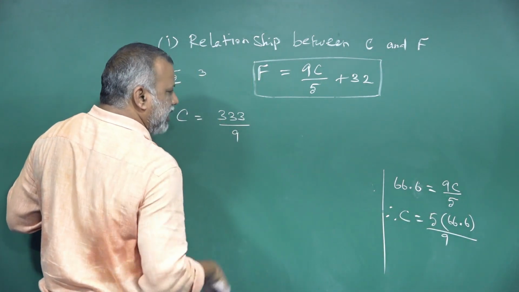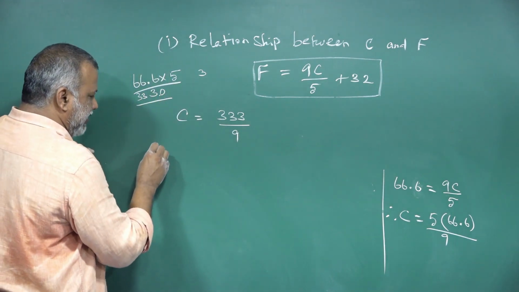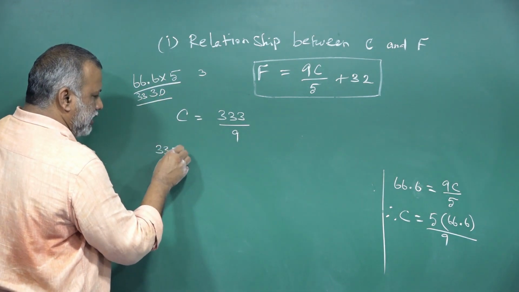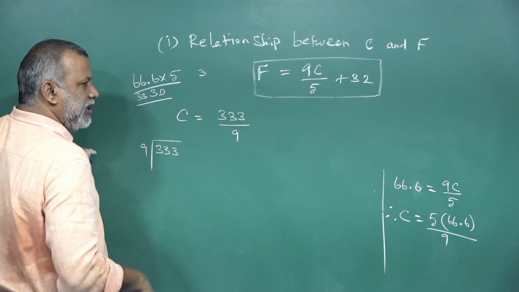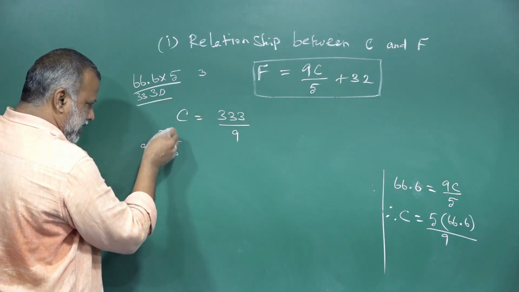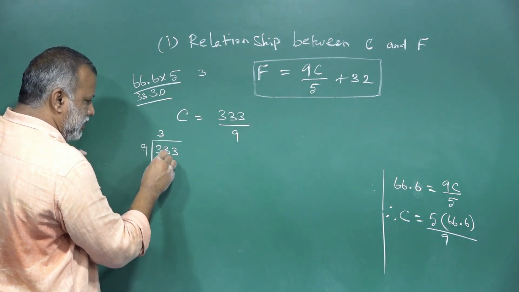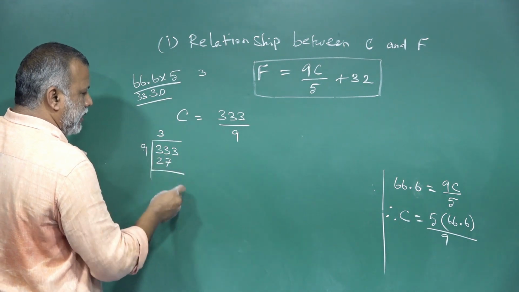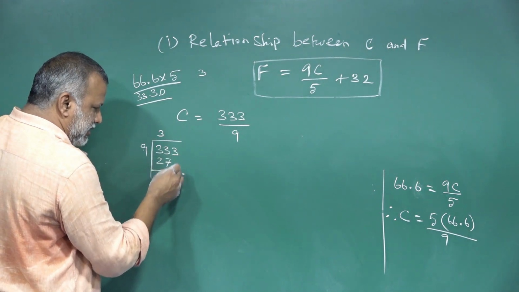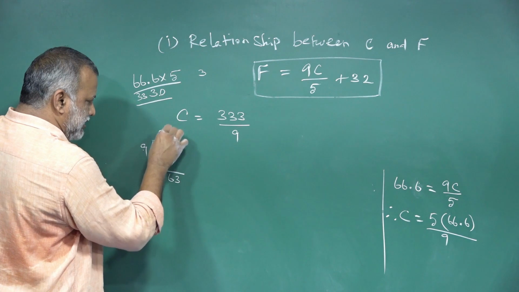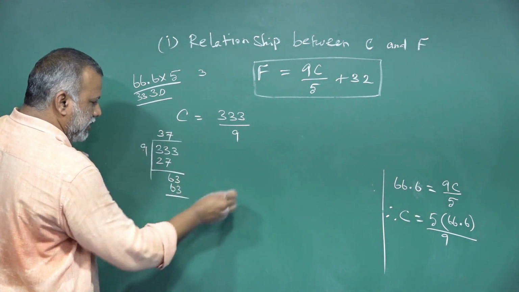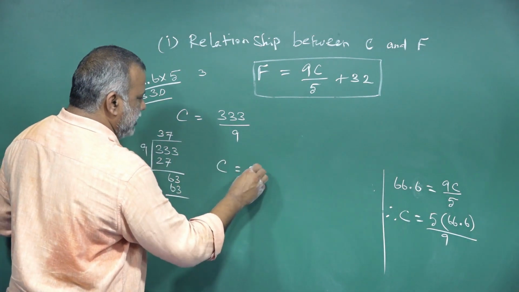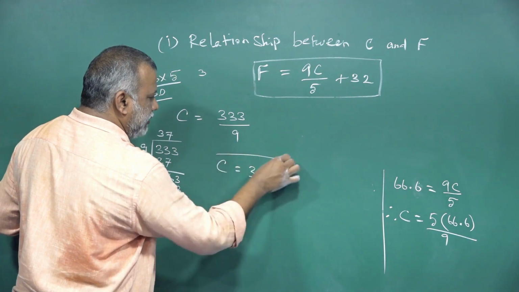333 divided by 9. We can simply divide 333 by 9. That means 37, I think. 37 9s are 27, again we are getting 13. 13 means 63, 7 9s are 63. That means C equal to 37 degree.